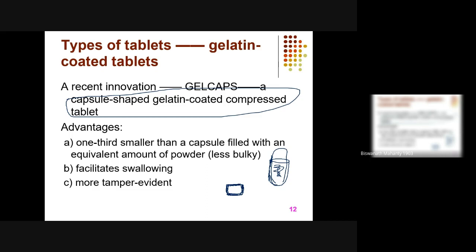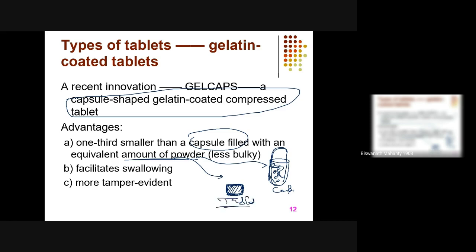So what is happening here? It is one third smaller than a capsule, because it will be smaller than a capsule with an equivalent amount of powder. So less bulky, right? In a capsule, what happens? In a capsule, powders are there, right? Powders means it is more bulky. It will take more volume. But if I'm compressing it into a tablet, the volume is small. So we can have an equivalent amount of drug delivery in comparison to a capsule. The tablet is smaller, right? Because it is all pressurized.